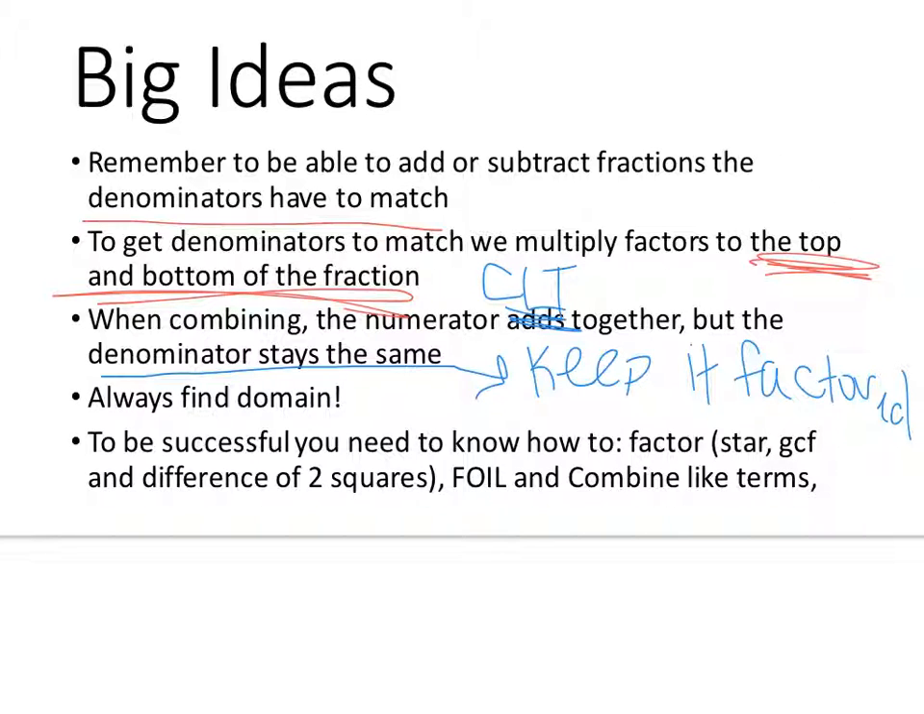To be successful, you need to know how to factor, which is what we've been working on. Star, GCF, difference of two squares. You need to know how to FOIL pretty well. I know a lot of you like to use the box method, but being able to shortcut into the FOIL will keep your work a lot cleaner. And then also you need to know how to combine like terms. And these are three things that you've been working on since Algebra 1, so hopefully we're pretty good at this.